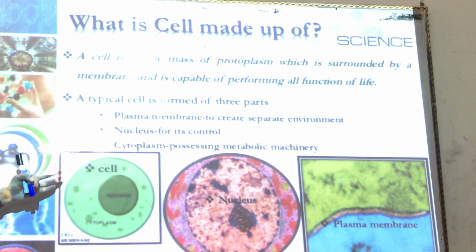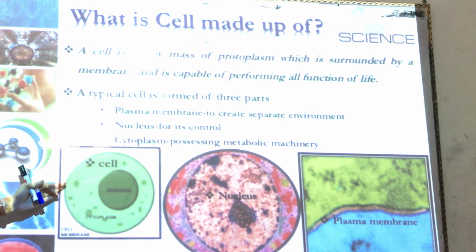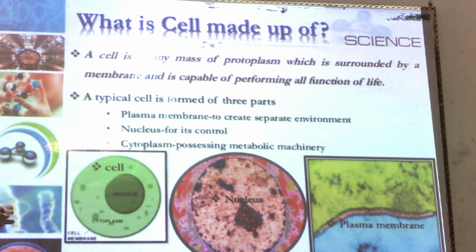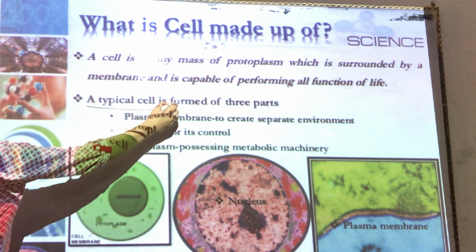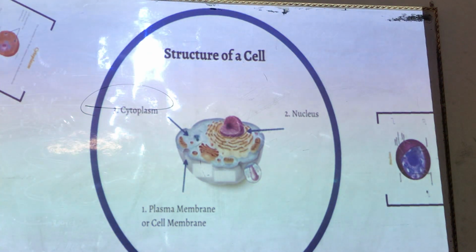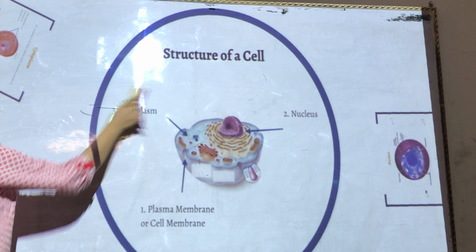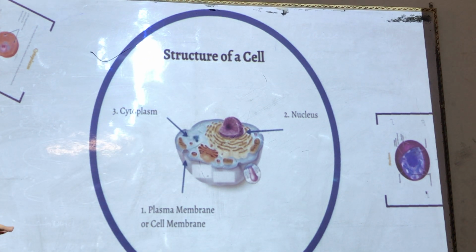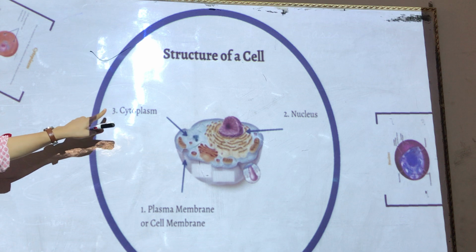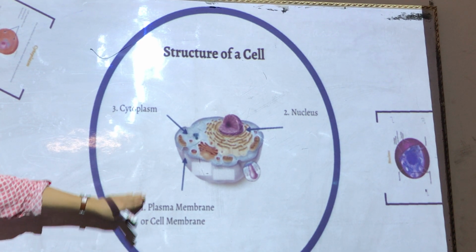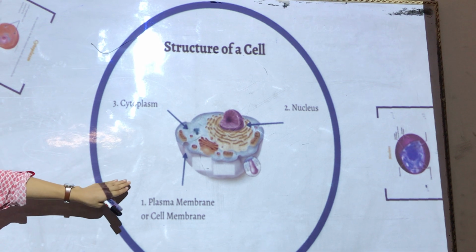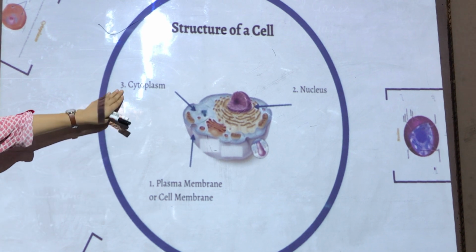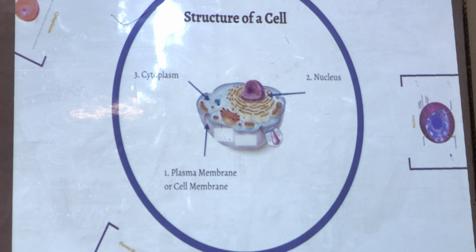Now what is a cell made up of? What is there inside the cell which helps in the functioning of all functions of life? If you look here, you will understand that a cell is basically made up of three parts. That is known as the structure of a cell. The cell is made up of three parts: cytoplasm, nucleus, and plasma membrane or cell membrane. These three constitute the basic structure of a cell.